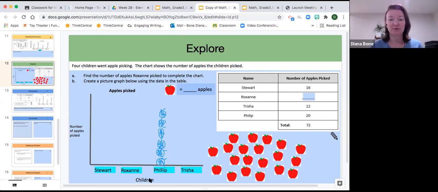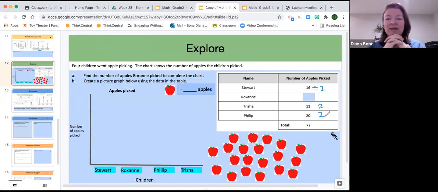So what we need to do as mathematicians is make sure that we are looking for patterns in the numbers so that the apple doesn't have to just represent 1. What if we made the apple represent a bigger amount and then we could just skip count by that amount as we go through? So let's see. I'm looking at 16, I'm looking at 12, and I'm looking at 20. Anybody noticing what I'm noticing? All those numbers are divisible by 2, meaning all of those numbers can be divided by 2. If I counted by 2s, I would land on 16. If I counted by 2s, I would land on 12. If I counted by 2s, I would land on 20.